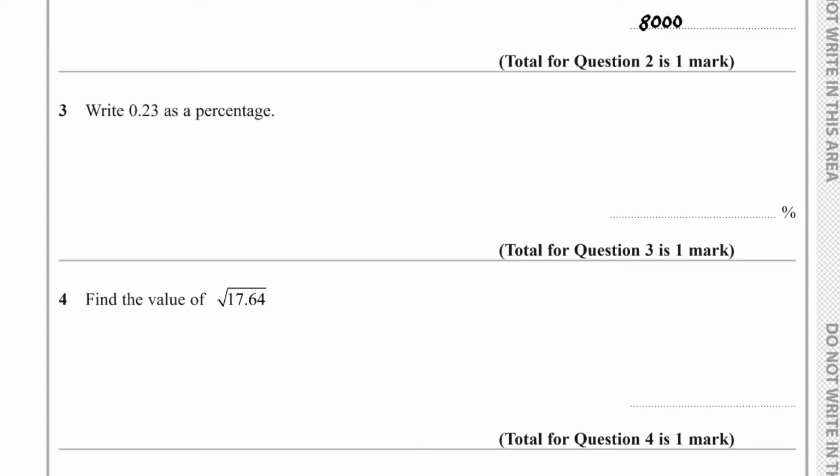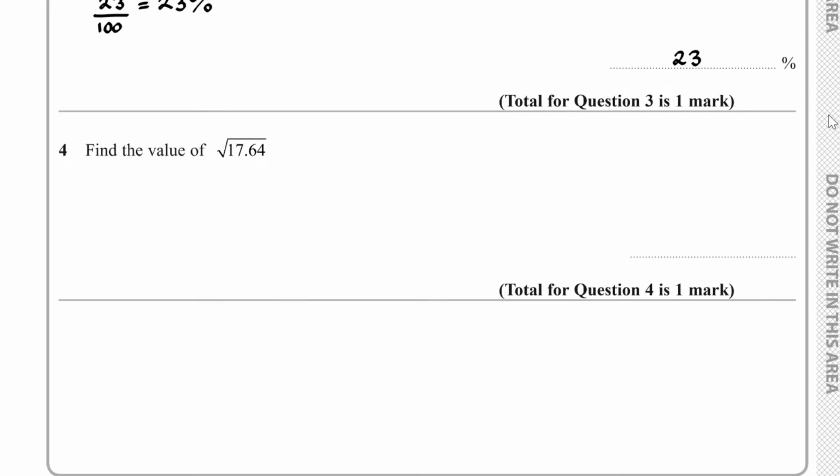Question 3, we have to write 0.23 as a percentage. Well, percentage simply means out of 100. So we have over here 23 over 100, which is the same as 23%. So here we end up with 23%.